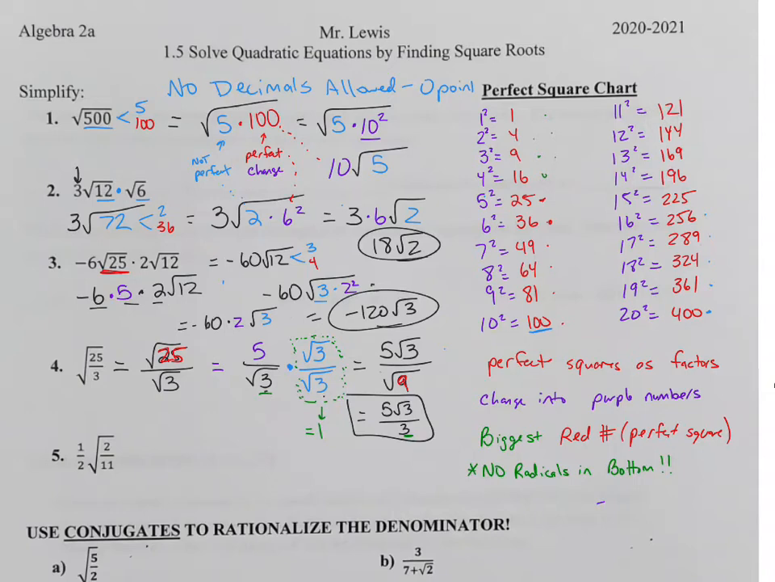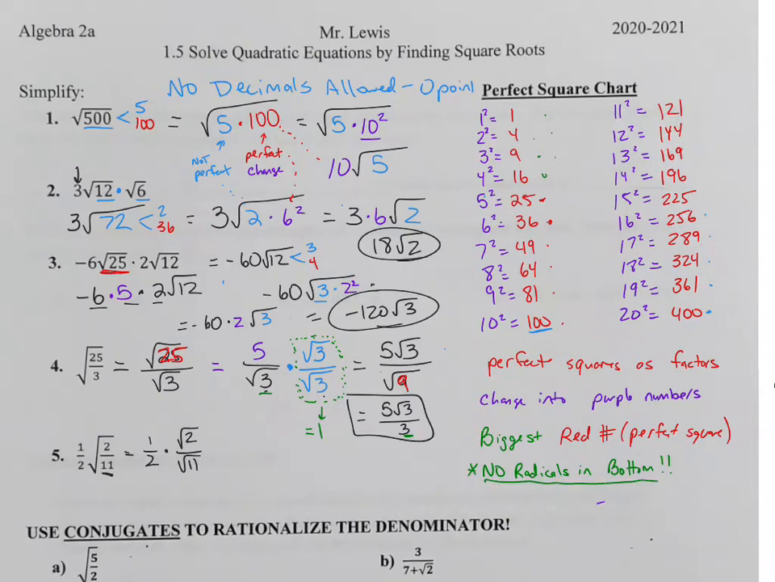So number 5, the first thing I'm going to do is split the radical at the top and bottom because I see a fraction here. I hate fractions. I know you guys don't like them. So this is going to turn into 1/2 times radical 2 over radical 11. If radical 2 was our only problem, with no fractions involved, radical 2 would be done because it can't be simplified. Same thing with radical 11. The only reason we have to do anything with this problem is because there are no radicals allowed in the bottom.